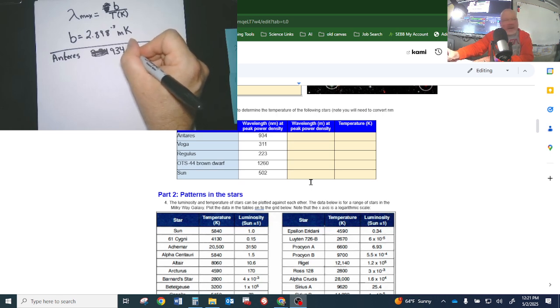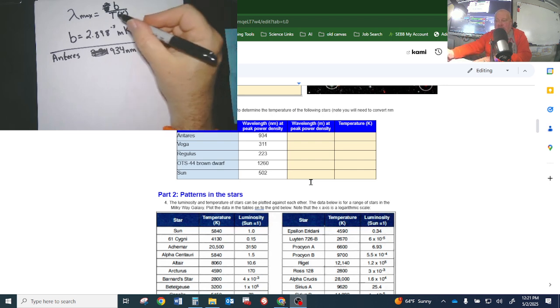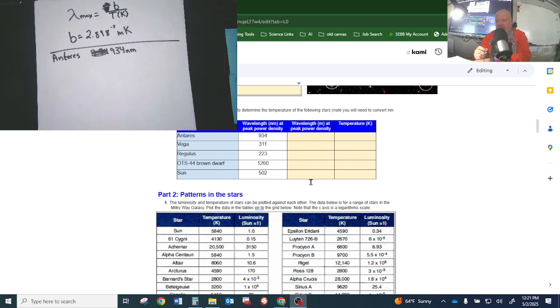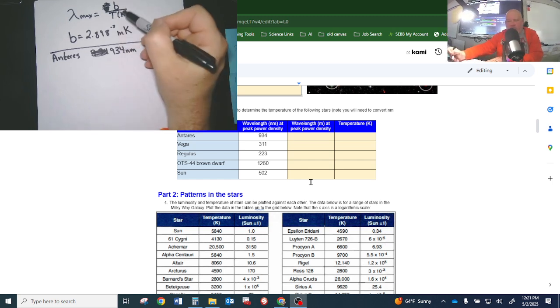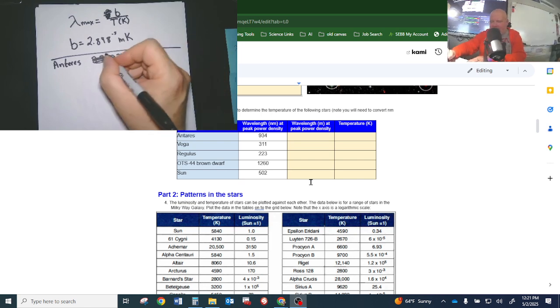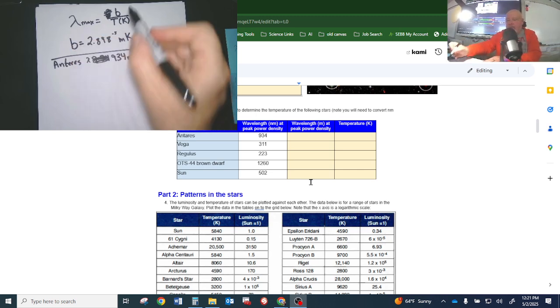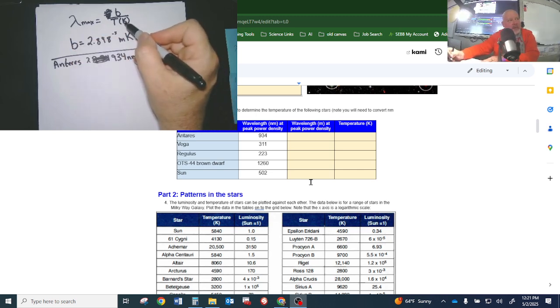934, and it says the wavelength in nanometers at peak power density. So 934 nanometers is the peak power. That's the wavelength that it's giving off. That's going to give us a clue as to what the temperature actually is. Once we know this, we can figure out the temperature because I'm giving you the wavelength. So basically, just think about that. That's the wavelength max, this number right here. We're trying to solve for the temperature.